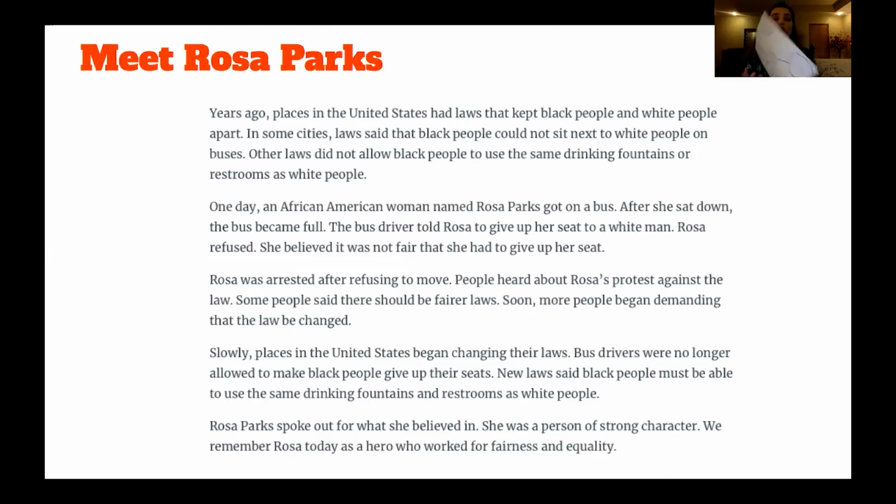So again, we are using that topic sentence and those supporting details just as a base for finding the main idea. You can also use your own words, just like I did. In this paragraph, nowhere does it say sparked change, but that's just the way that I wrote it down, and that is the main idea of this paragraph.